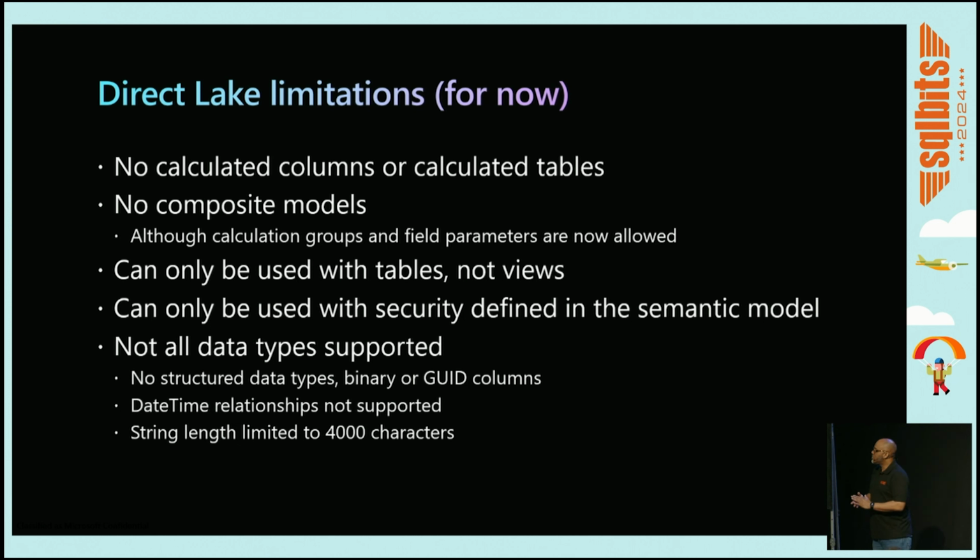There are no composite models. This can only be used with tables, not views. If you create a view in your data warehouse, it's going to fall back to DirectQuery. It only can be used with security defined in the model. So you can put row level security in your data warehouse, you can put object level security in your data warehouse, and it's going to fall back. And not all data types are supported. There's a great doc, I think I put it in the comments of this slide, that talks all about those guardrails and what it'll fall back to DirectQuery.